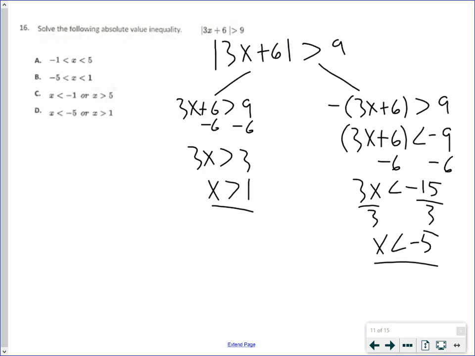That's what we have. X is less than negative 5, or x is greater than 1. These don't overlap on a number line, so it has to be or in between. So we want when x is greater than 1, or when x is less than negative 5. So in this case, our answer is D.